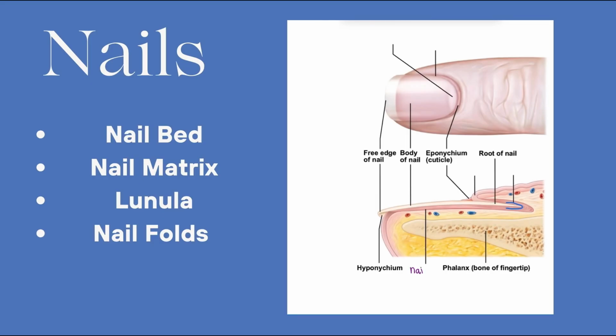Your nails serve as a protection of the soft distal and dorsal surfaces of our fingers and toes. Your nail bed is the deep layer beneath your nail. The nail matrix is responsible for nail growth. The lunula is the thick white crescent over the nail matrix that protects this matrix. Nail folds cover the proximal and lateral edges of the nail.